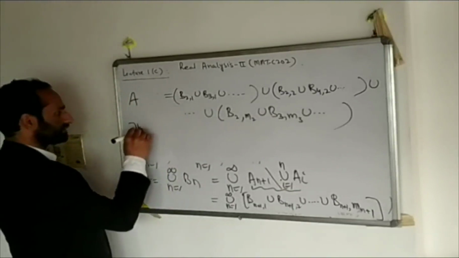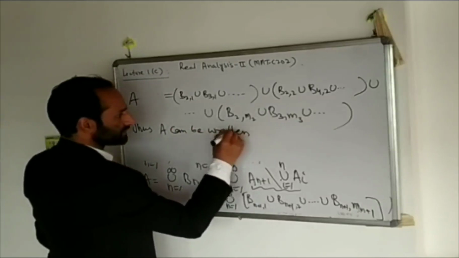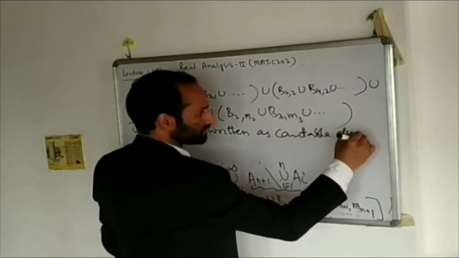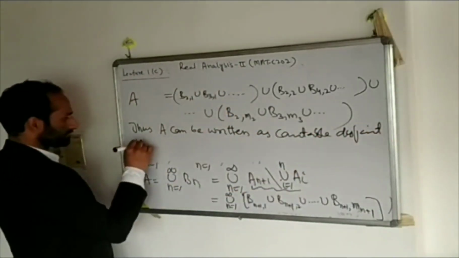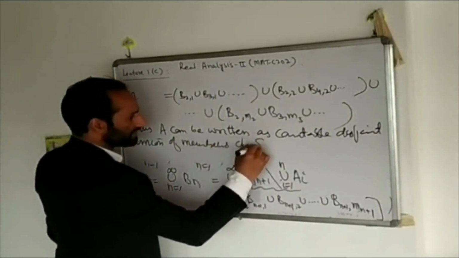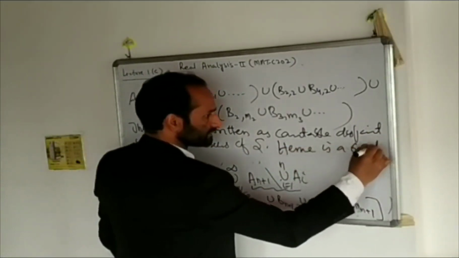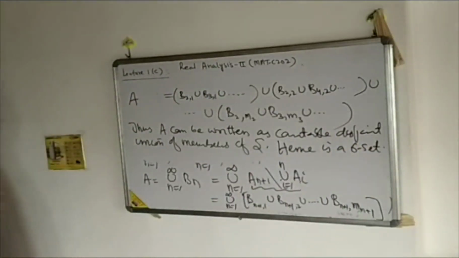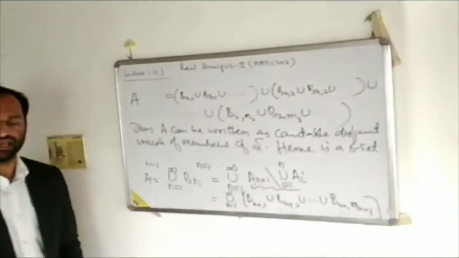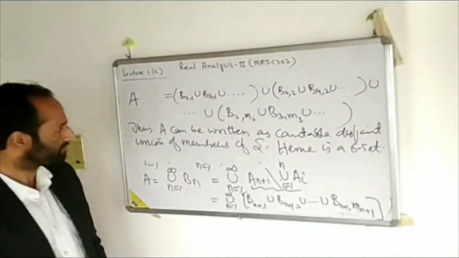So thus A can be written as a countable disjoint union of members of S. Hence A is a sigma set. So this part says that whenever A is a countable union of members of S, then we can always express A as a countable disjoint union of members of S.